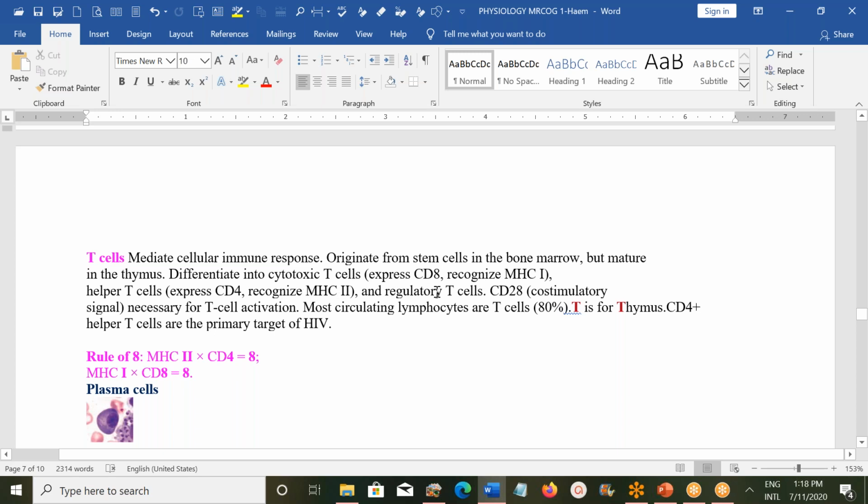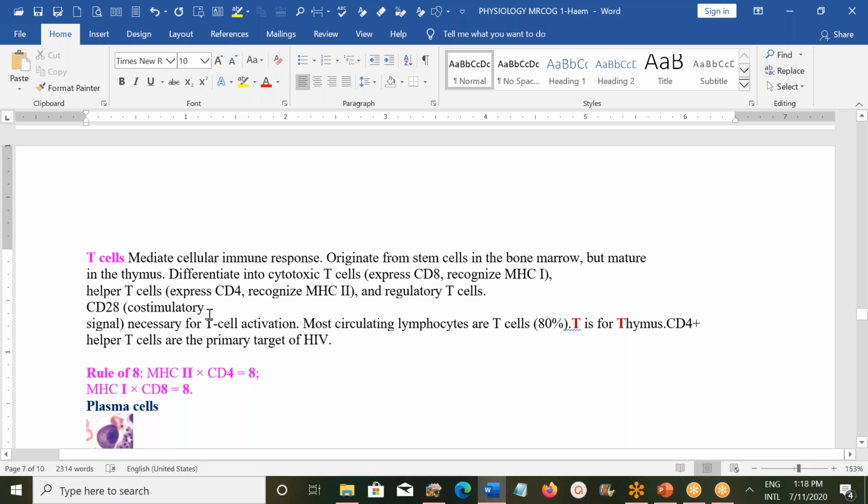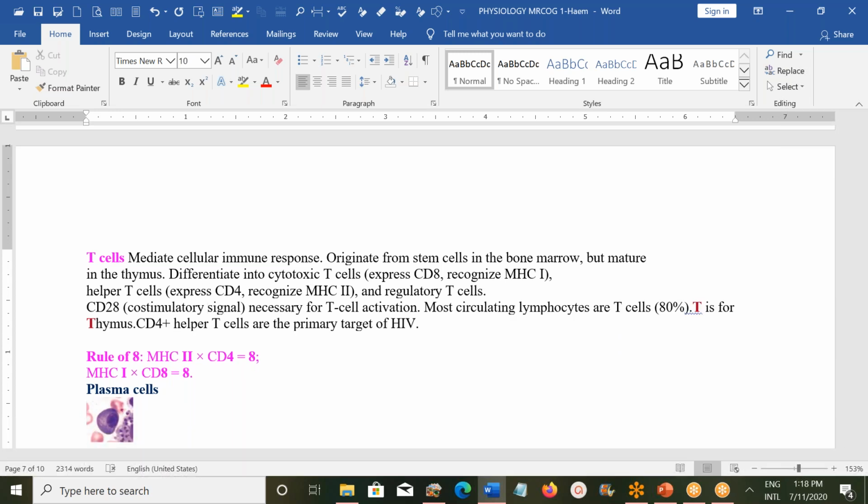And then we have regulatory T cells. CD28 is the co-stimulatory molecule which is necessary for the activation of the T cell. Most circulating lymphocytes, about 80%, are T cells, and they come from the thymus. And CD4 helper cells are the primary target of HIV.